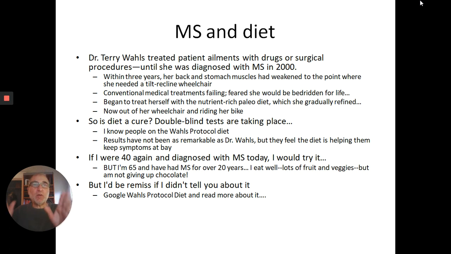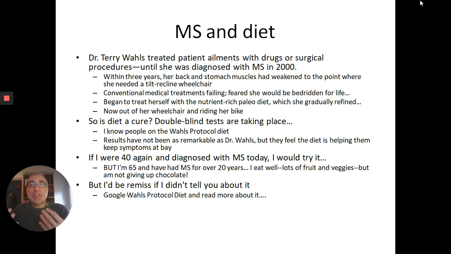Conventional medical treatments were failing her, as they do most people with MS, although I'm not anti-med. Do talk about it with your doctor. She feared she'd be bedridden for life. So, being a doctor, she started to look at other ways she can treat herself. And she tried a nutrient-rich paleo diet, which she gradually refined. She is now out of her wheelchair and riding her bike. She still has MS, but her health has improved incredibly.